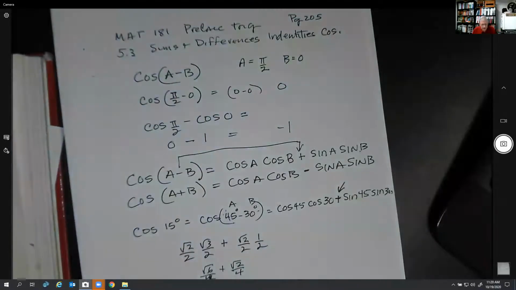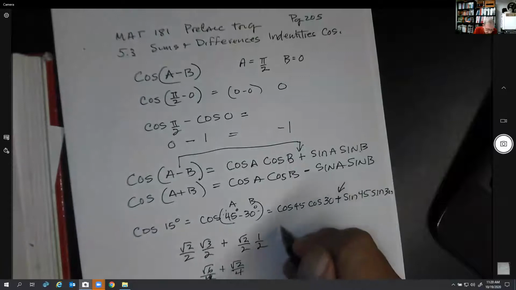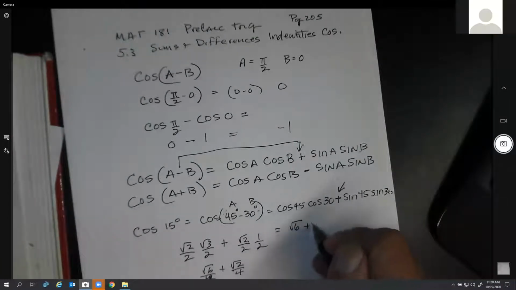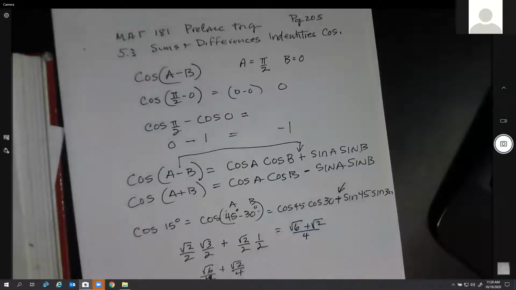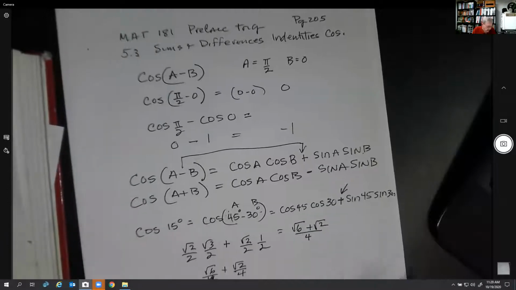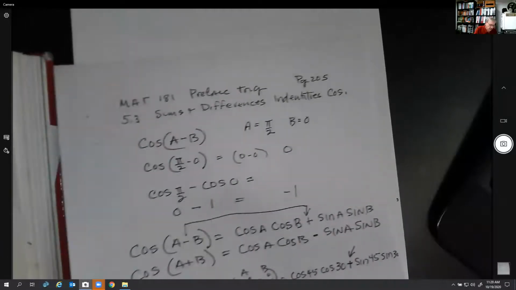So we could leave it like that, or they probably put it together and said, okay, this is radical 6 plus radical 2 over 4. Cool, huh? So kind of a different thing: cosine, cosine, sine, sine. And it's in your book. Yeah, you get used to using them. Let's try another one.